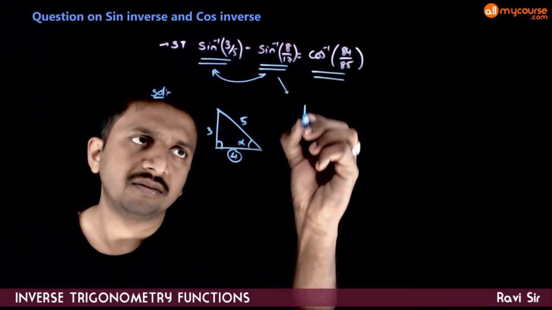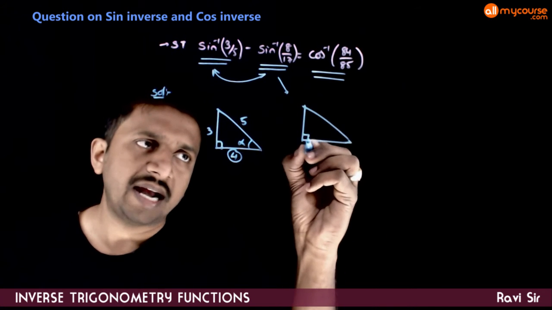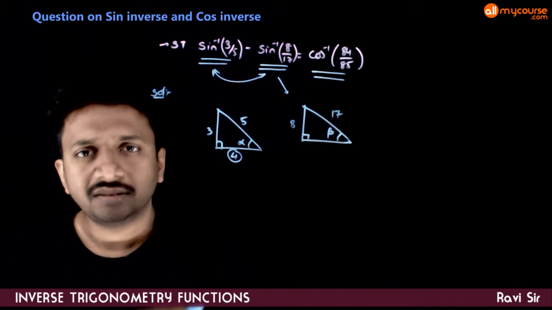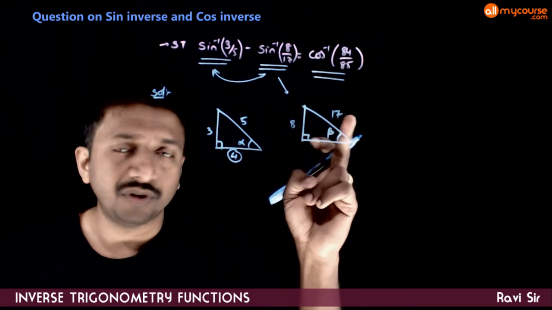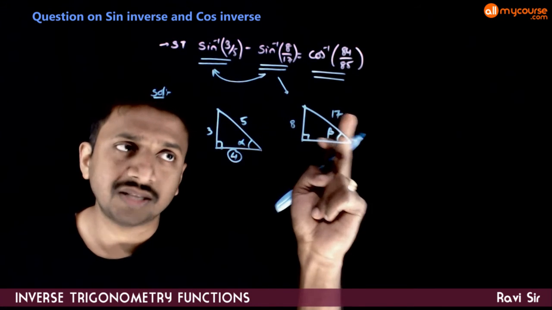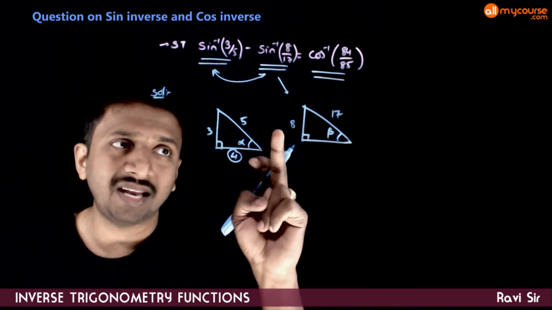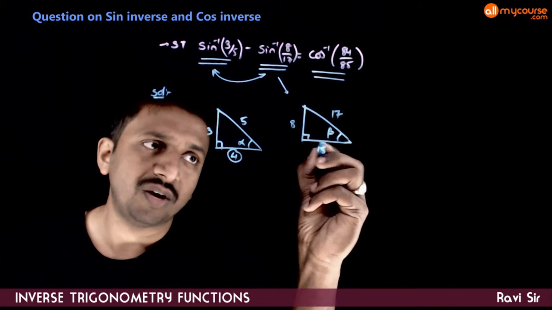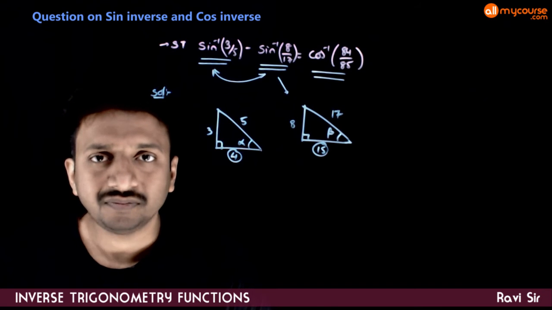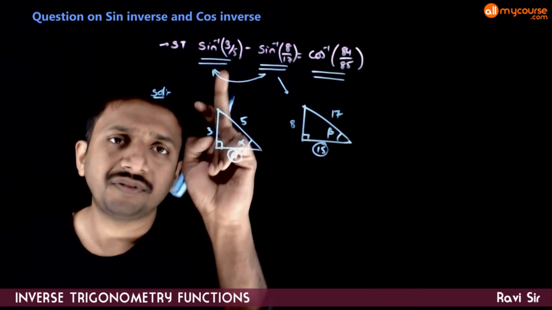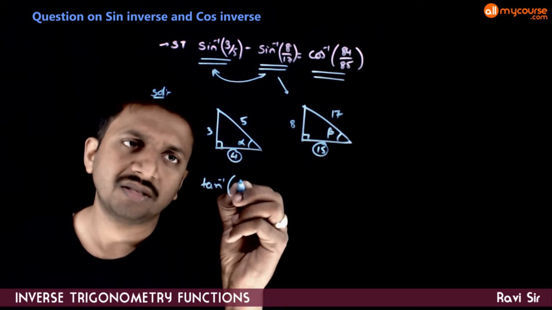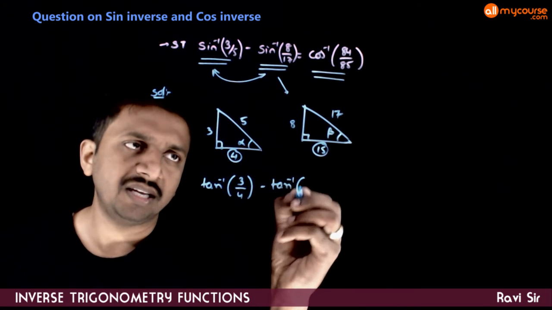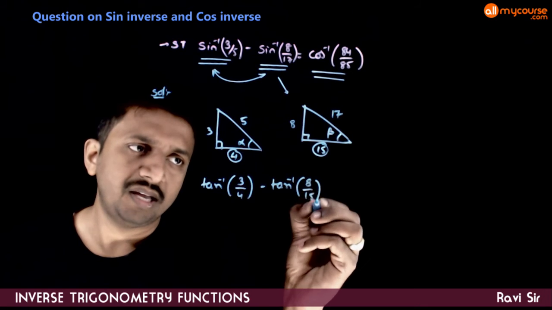If you take the second ratio, the corresponding right angle triangle, let this be beta, opposite side is 8, the hypotenuse is 17. So if you use the Pythagoras theorem, root of 289 minus 64 is root of 225, which is 15. Now, sine inverse of 3 by 5 can be written as tan inverse of 3 by 4. And sine inverse of 8 by 17 can be written as tan inverse of 8 by 15.